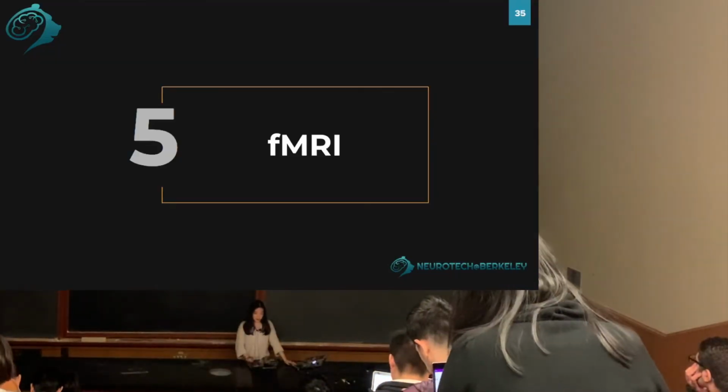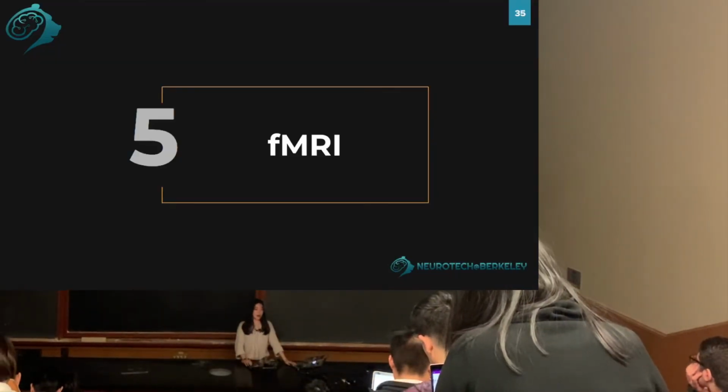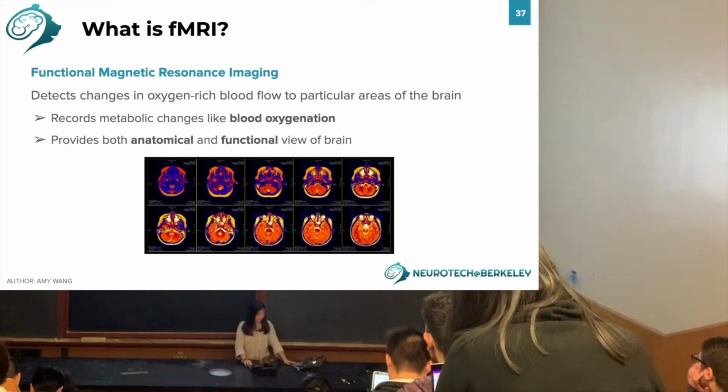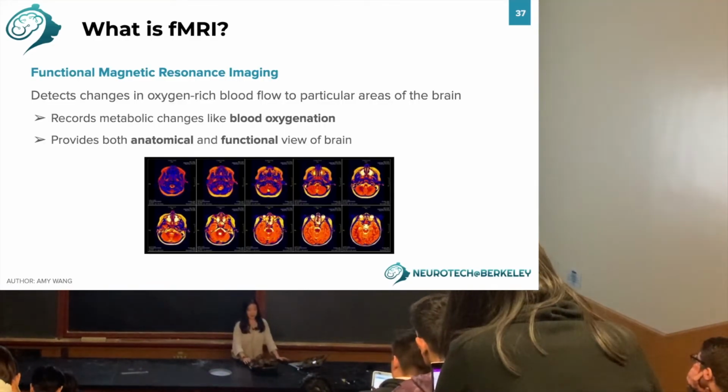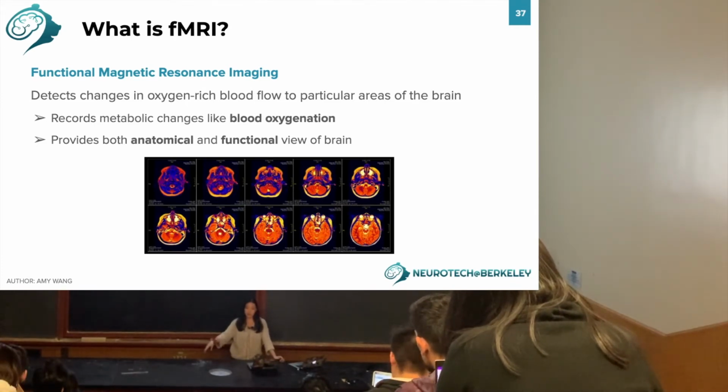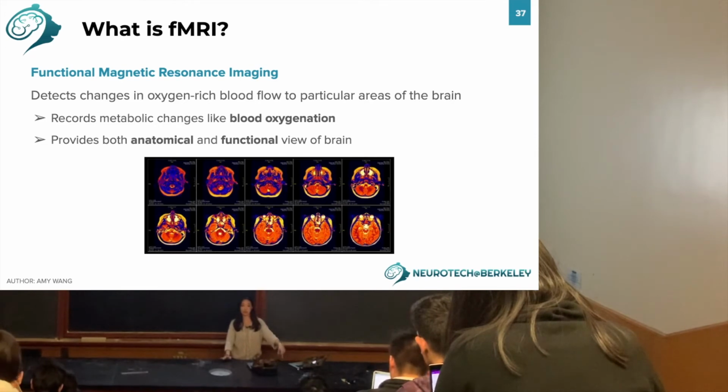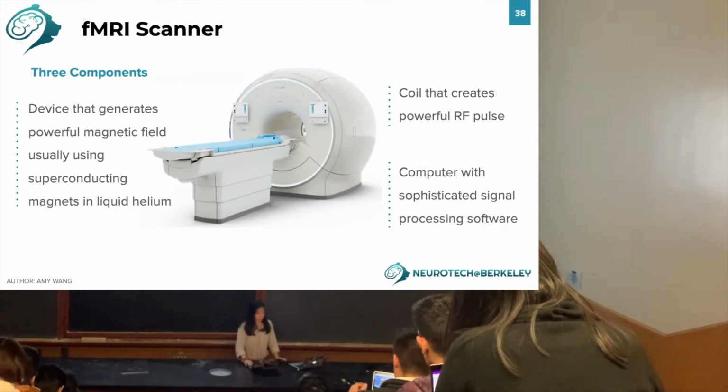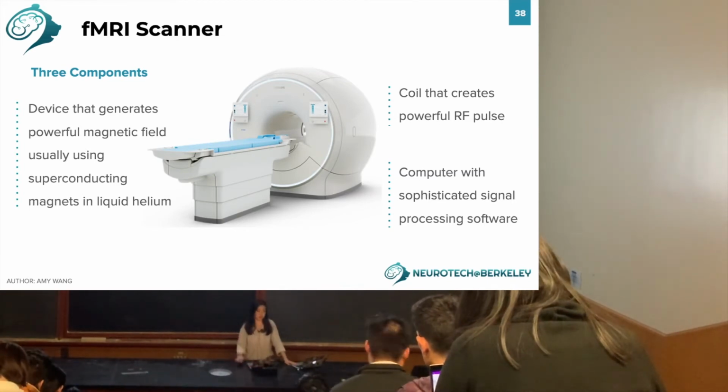Okay, fMRI is functional MRI. Basically, the difference with MRI is that this detects changes in oxygen-rich blood that flows to particular areas of the brain. So it's recording metabolic changes like blood oxygenation, and it provides not only an anatomical view, but also a functional view of the brain. This is just the components of an fMRI scanner. It looks pretty similar to an MRI.